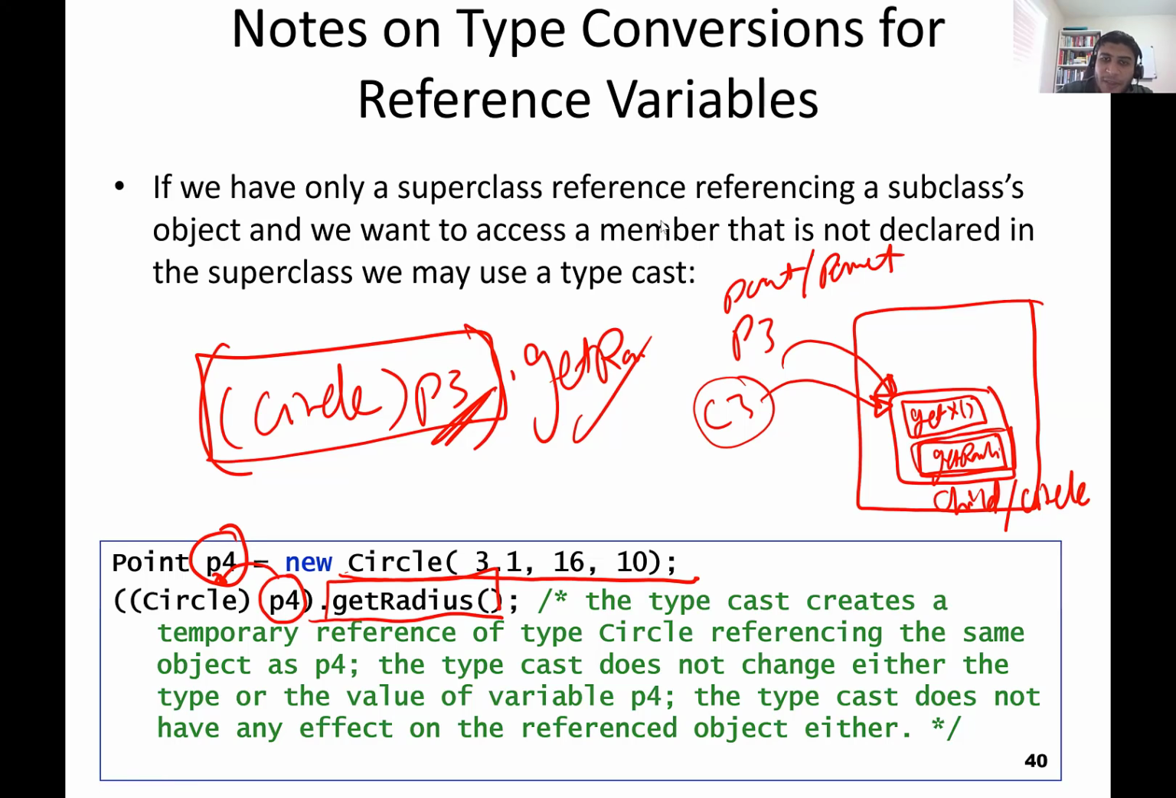What if I want to do something like getX? In this case, you don't need to cast. You can just simply say b4.getX. Why? Because getX is visible to the parent, right? So no casting is required in this case.